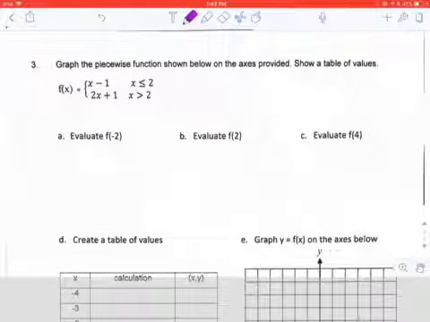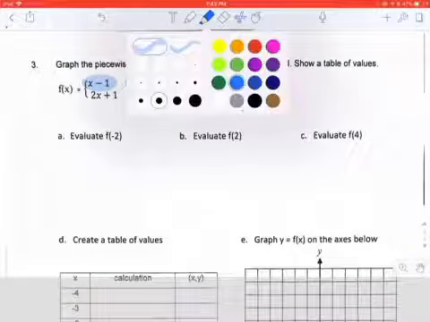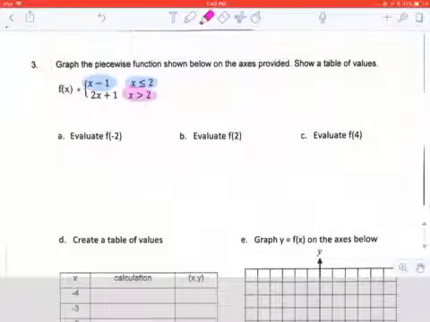All right, number 3 is some review of a piecewise function. So remember, these two inequalities tell you which function to use. If your x value is less than or equal to 2, we're going to use x minus 1. And if our x value is greater than 2, we use 2x plus 1. So for a, b, and c, we have to figure out where those x values they give us fall.